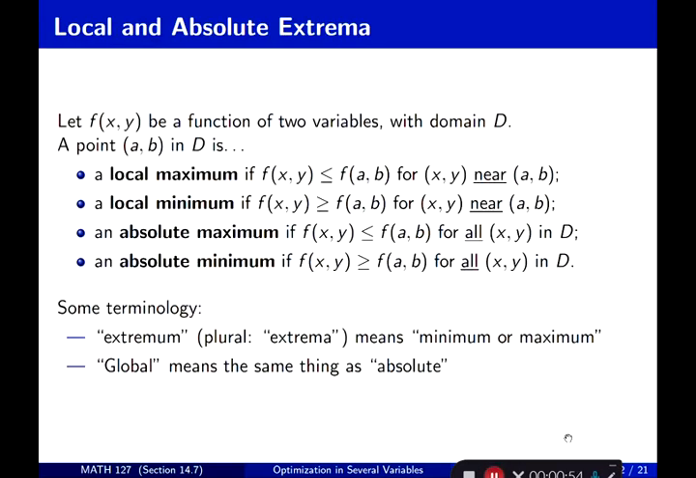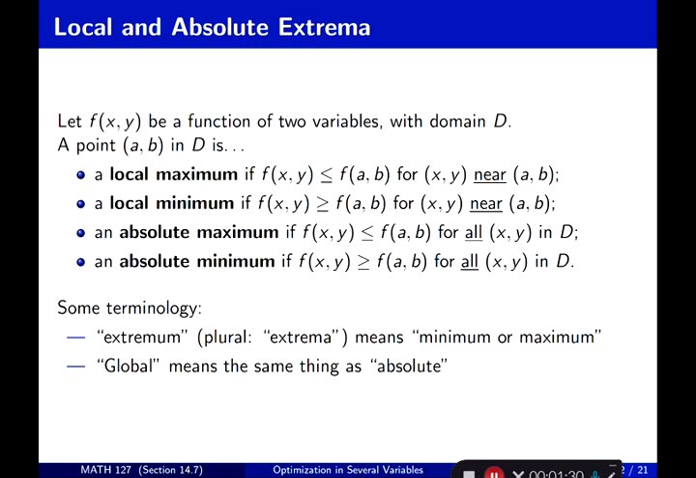Local and absolute extrema. Let f of x and y be a function of 2 variables with domain D. A point (a, b) in D is: 1. A local maximum if f of x and y is less than or equal to f of a and b for x and y near a and b. 2. A local minimum if f of x and y is bigger than or equal to f of a and b for x and y near a and b.